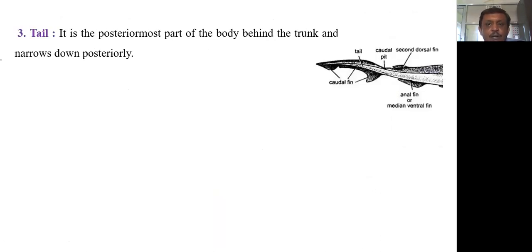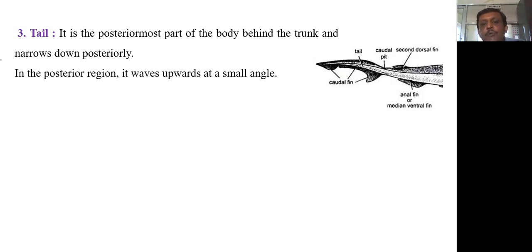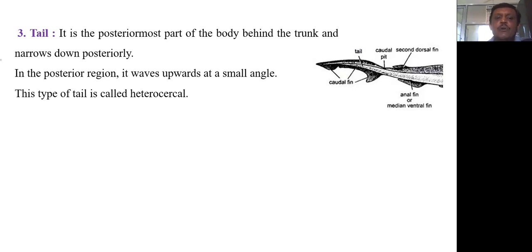And the last part of the body, that means the last division of the body, is the tail. As we already said, the body is divisible into head, trunk and tail. The tail is the posterior-most part of the body behind the trunk, and it narrows down posteriorly. In the posterior region, it bends upward at a small angle. In the diagram we can also see that the tail bends upward at a small angle. This type of tail is called a heterocercal tail, which bends upward.